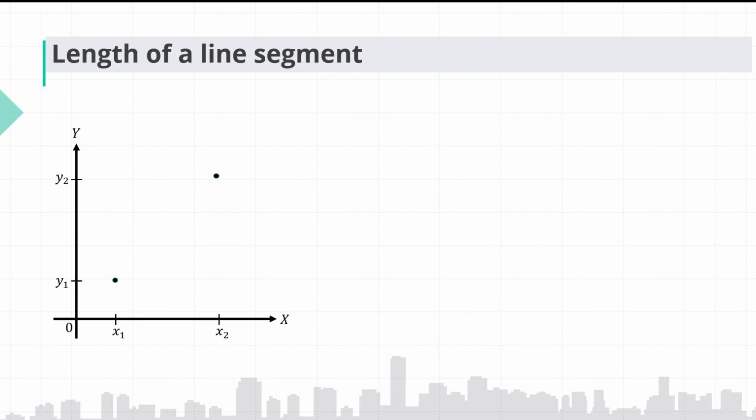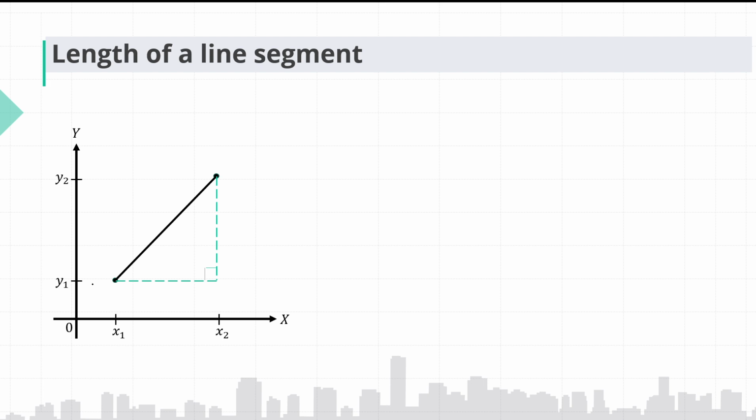Now let us plot these 2 points in the graph. Join these 2 points with a straight line. Now complete the diagram to form a right-angled triangle. What are the coordinates of the endpoints of the straight line indicated in black?